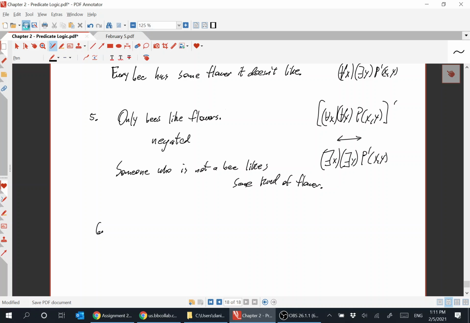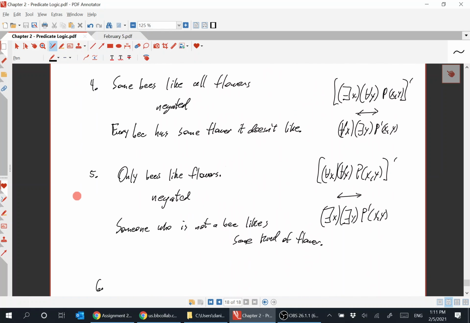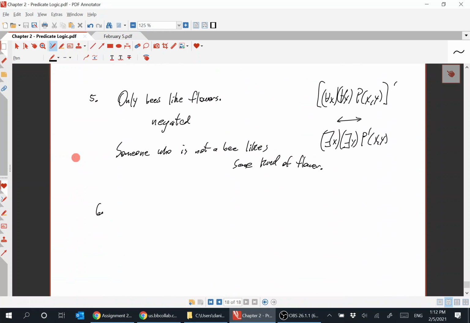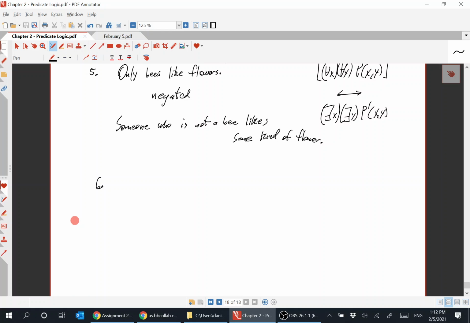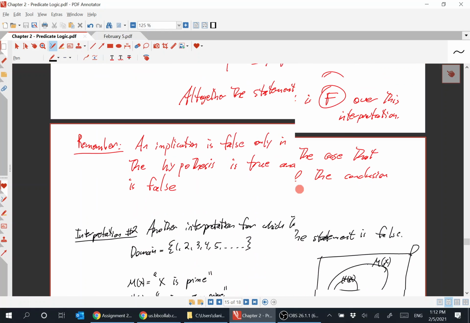All right, how about some other doubly quantified statements. I think we've covered most types of examples. Let's look back here.